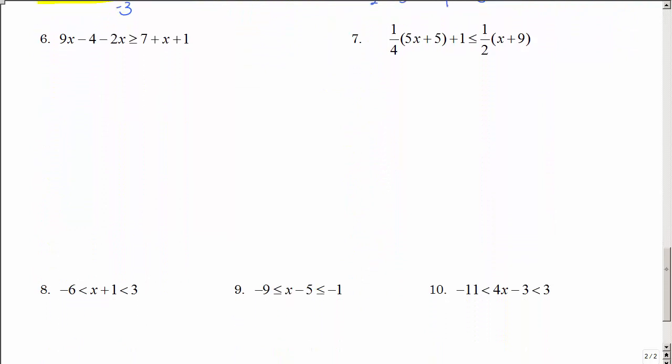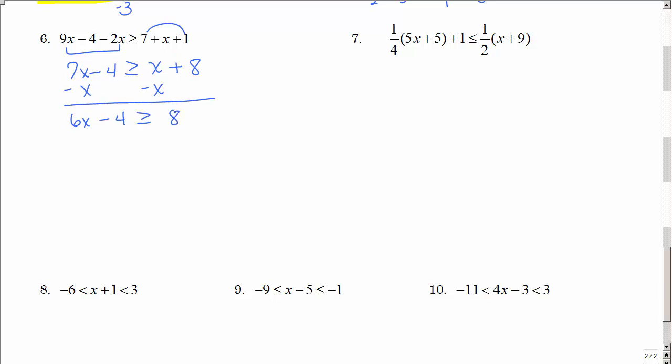All right, now we're getting a little bit more complicated, just like those equations. So let's review those steps. If you have parentheses or fractions, you want to get rid of those first. We want to collect like terms on each side and then isolate that x. So I'm going to collect like terms. Now you get to decide what side you would like your x's on. Well, I think I'm going to move mine to the left. So I have 6x minus 4 greater than or equal to 8. Moving my letters. Now I need to add 4 to both sides.